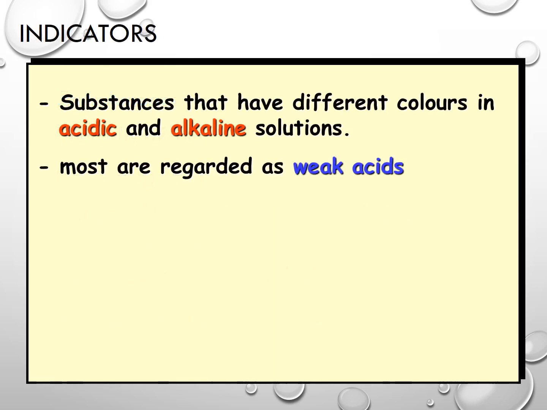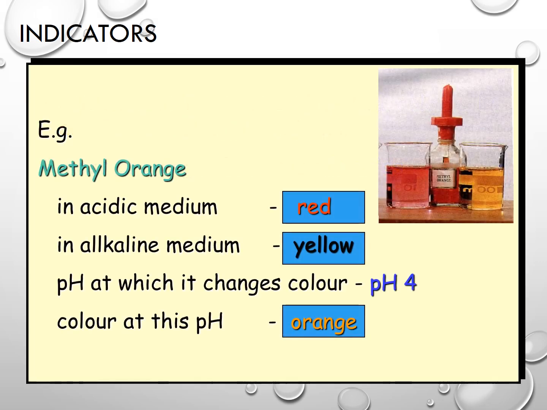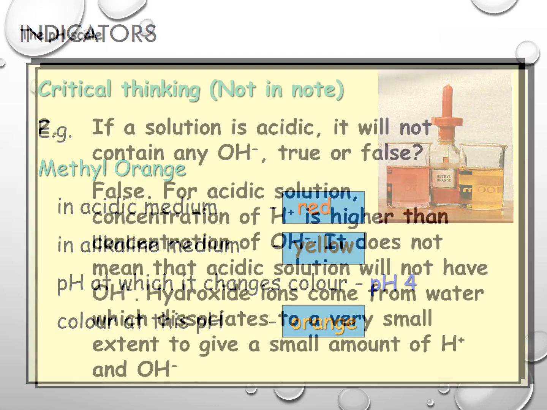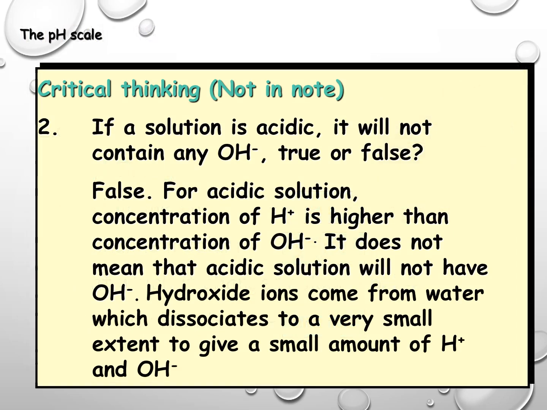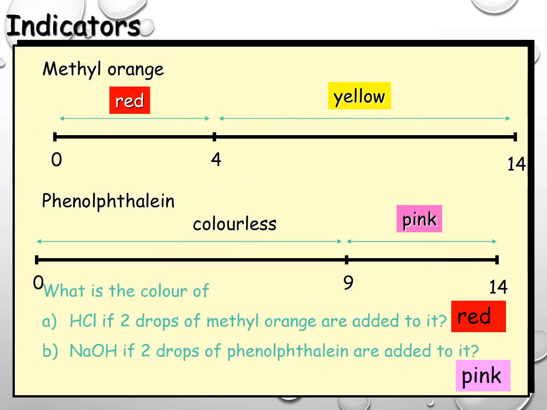Indicators are substances that change color depending on the pH of a solution. Methyl orange is red in acids and yellow in alkalis. Phenolphthalein is colorless in acids, but pink in alkalis. Universal indicator provides a range of colors corresponding to different pH values, making it useful for estimating pH accurately.